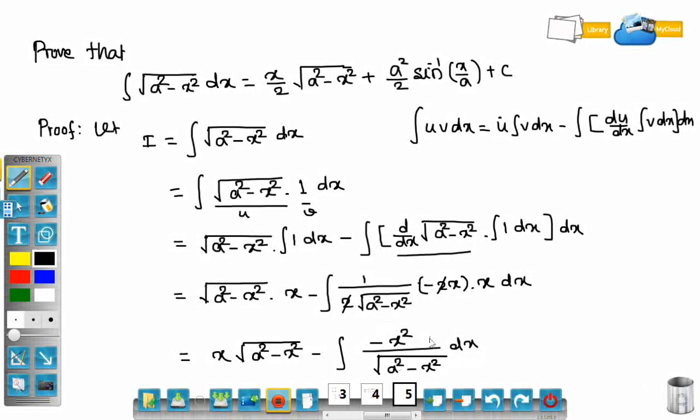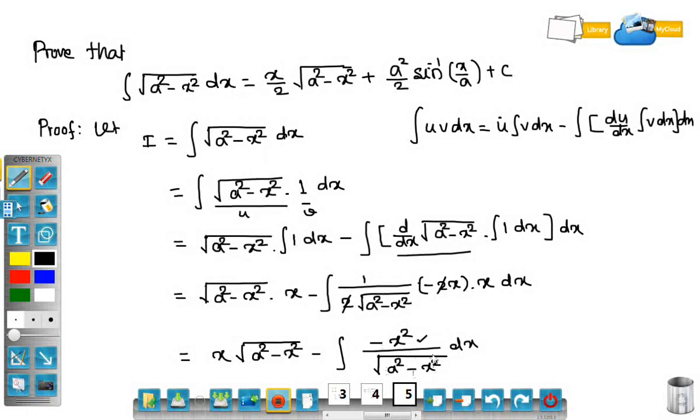Now I have to integrate this thing. For that I will express this numerator in terms of a square minus x square so that I can divide them separately. LHS is nothing but under root of a square minus x square.